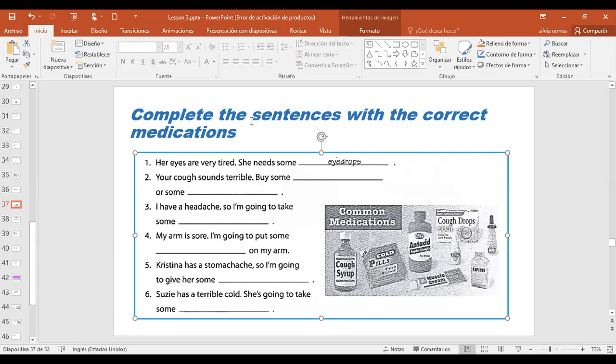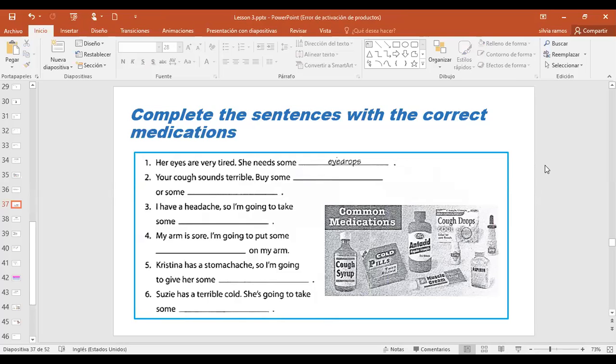Esmeralda? Christina has a stomachache, so I'm going to give her some antiacid. Okay, very good. What's another way of saying antiacid in English? Do you remember? You don't remember? What was another way? Pepto, like same. Exactly, very good. So number six, who wants to do number six? Manuel? Susie has a terrible cold. She's going to take some cold pills. Cold pills, very good.